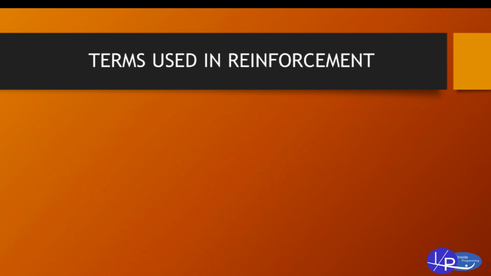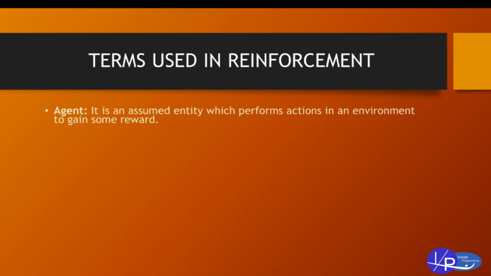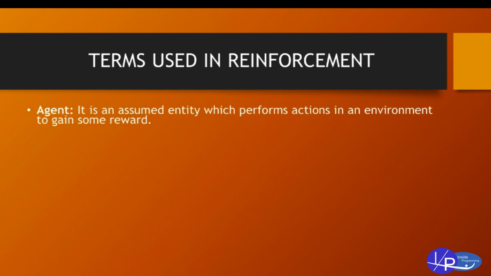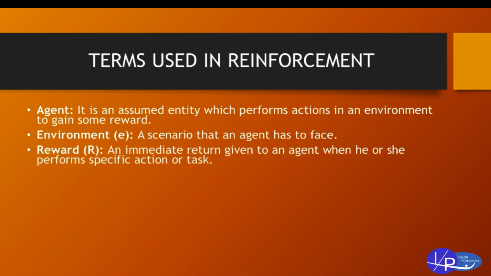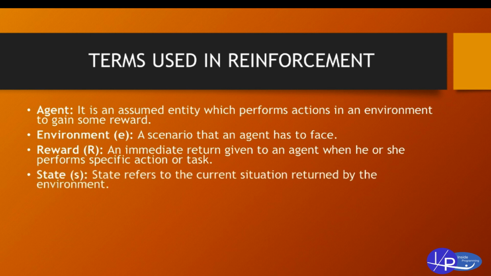So we have terms that we use. Let us start by looking into an agent. An agent is an assumed entity which performs actions in an environment to gain reward. An environment is a scenario that an agent has to face. And we have what we call a reward. A reward is an intermediate return given to an agent when he or she performs a specific action or task. And also we have what we call a state. A state refers to the current situation retained by the environment.